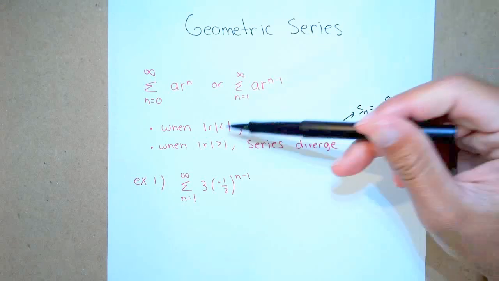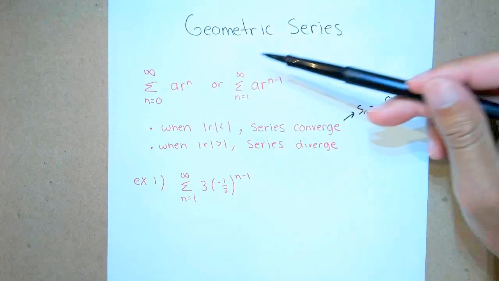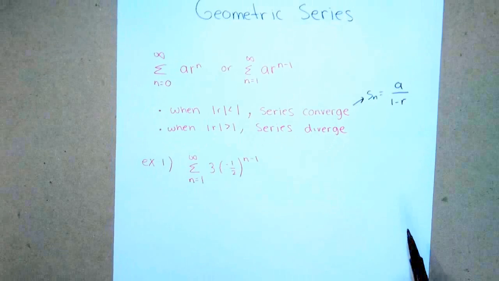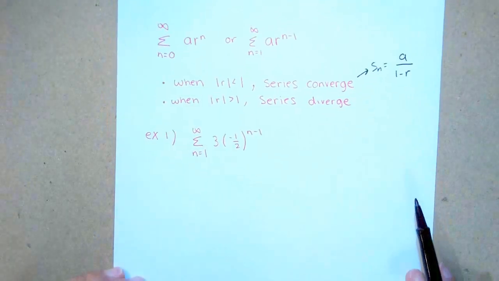And it's only when our r is less than 1, and it has to fit these 2 patterns. So we're just going to go ahead and look at an example. Example 1 of geometric series.